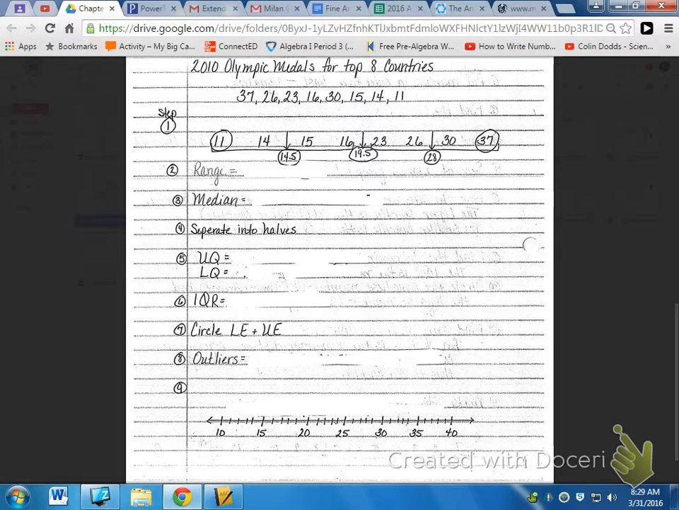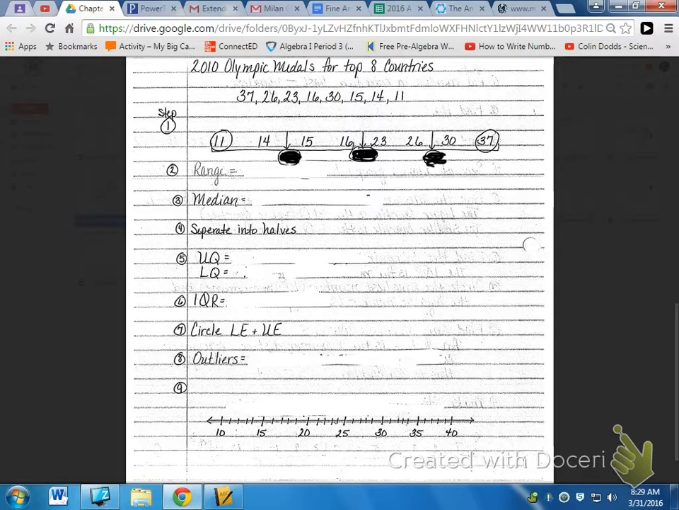So what you need to know and what you need to do first, if we go through our steps that are with the notes, step 1 is to put the numbers in order from least to greatest. So that is already done there. 11, 14, 15, 16, 23, 26, 30, and 37. Okay, so we have the numbers in order from least to greatest.